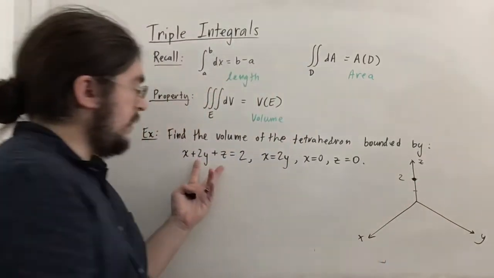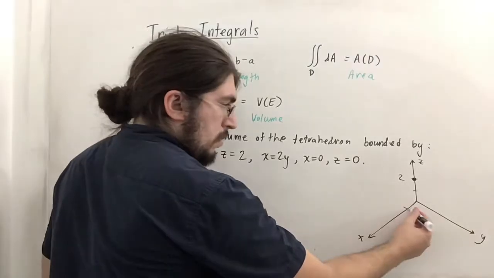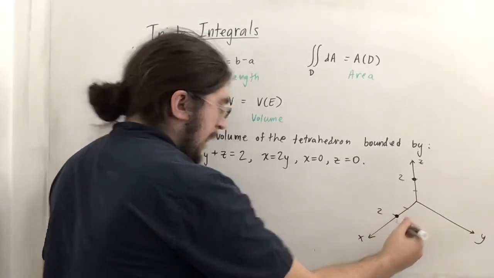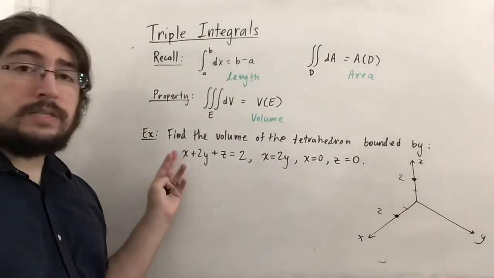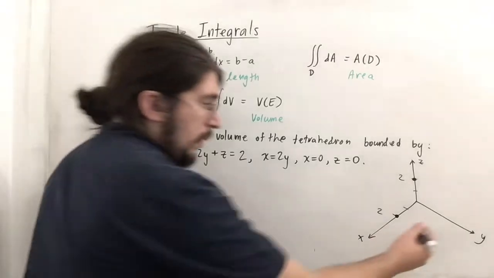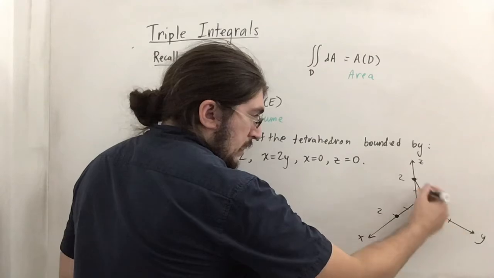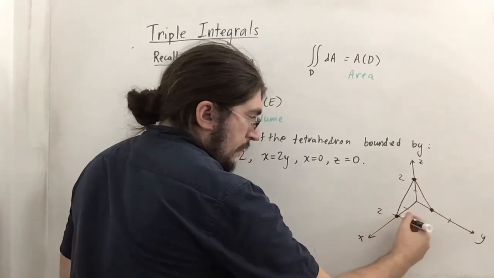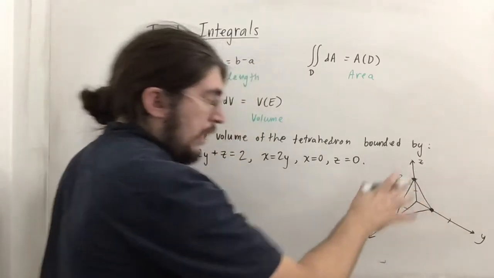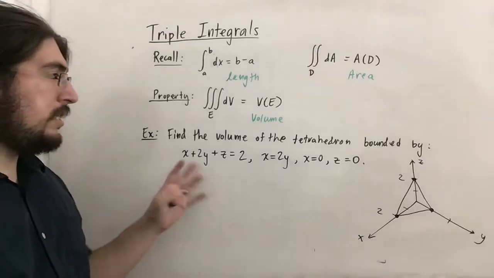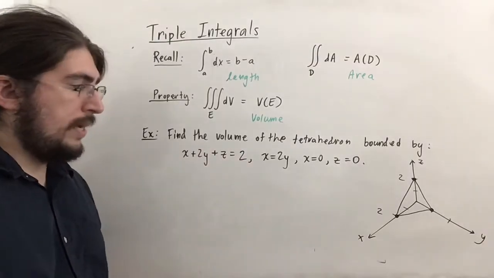X would be, when these are 0, x would also be 2. And y, when x and z are 0, is, well, it's going to be 2y equals 2, so y is equal to 1 in that case. So what we end up getting is this guy right here. This is the plane.